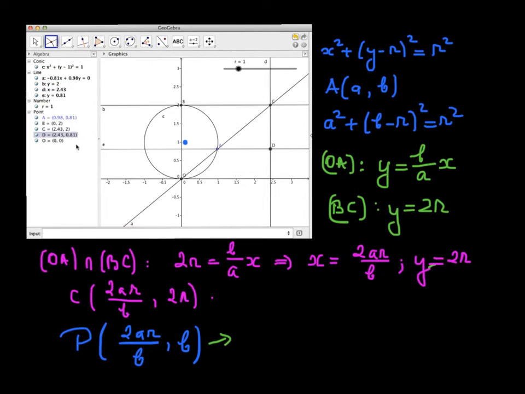So from here we can write that x is 2ar over b and y equals b. I need to eliminate a and b. So xy, because b is y, is 2ar. I need now to eliminate a, and the only way I can eliminate it is finding it from here and replacing it in this equation.